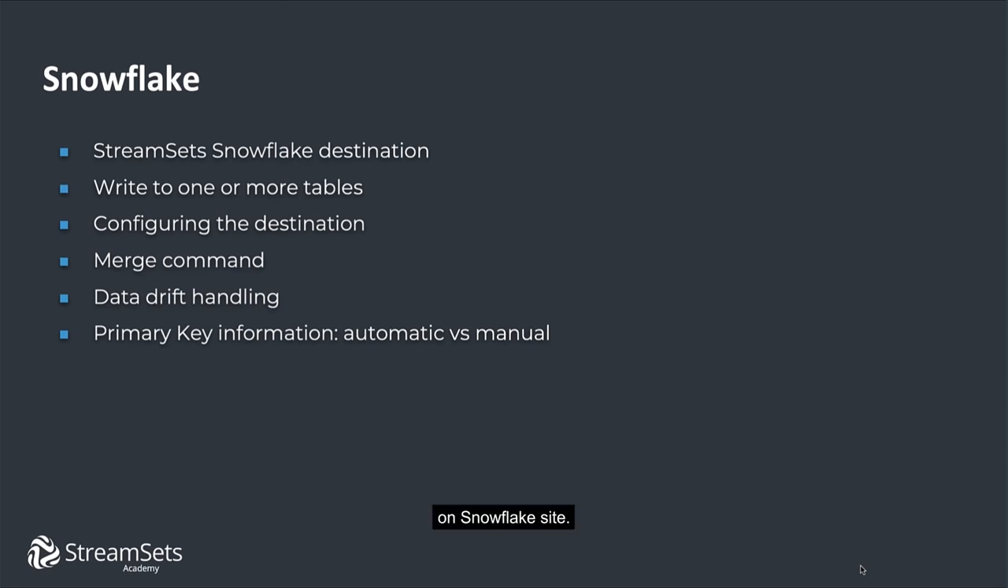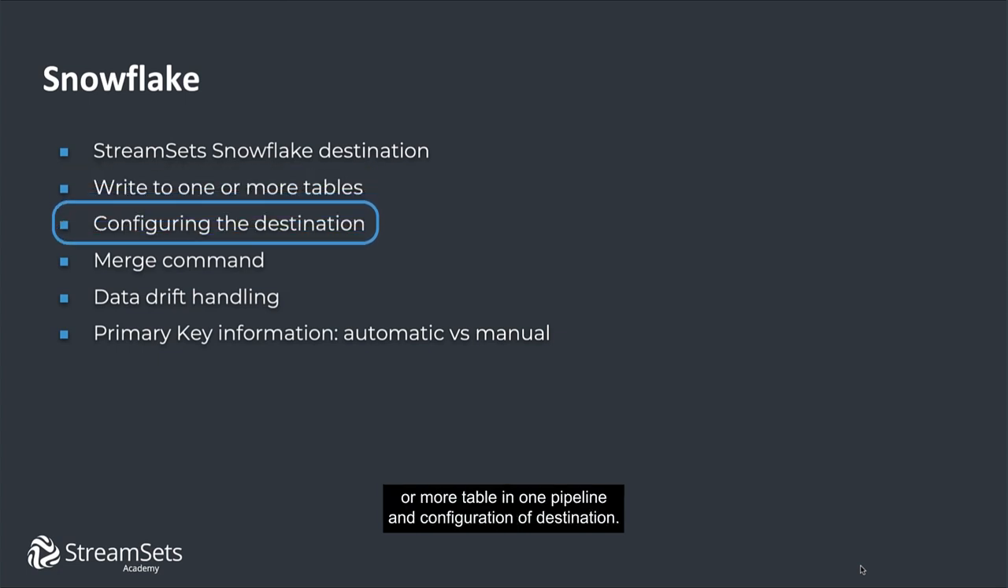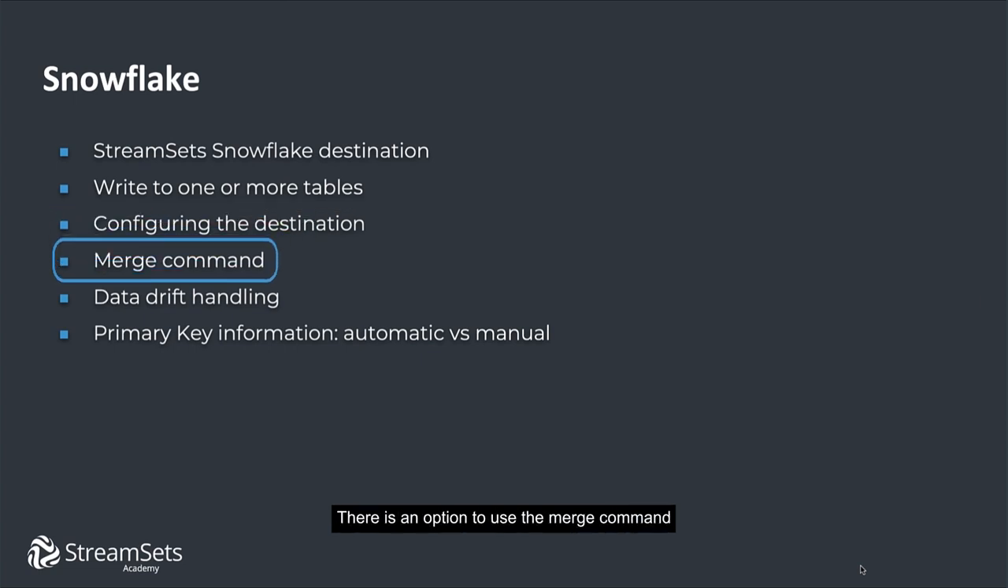On the Snowflake side, we will use the StreamSets Snowflake destination for our data. You can write to one or more tables in one pipeline, and we will look at the configuration of the destination and see what needs to be done and what options are available. There is an option to use the merge command, which will insert, update, and delete as it happens on the Oracle side.